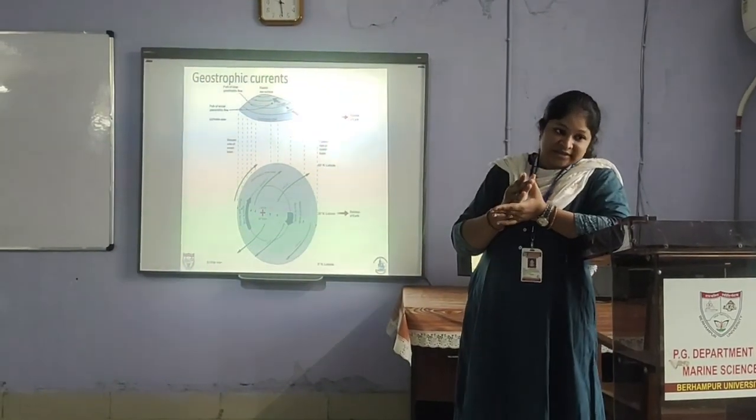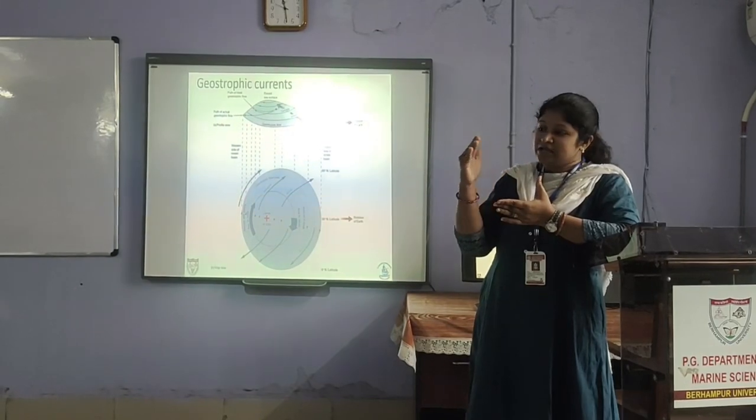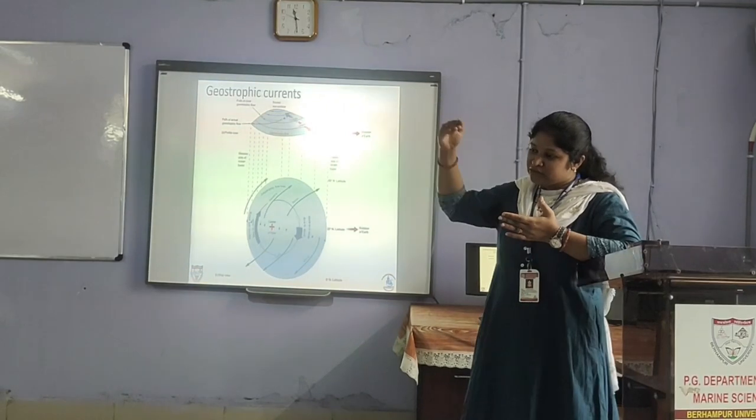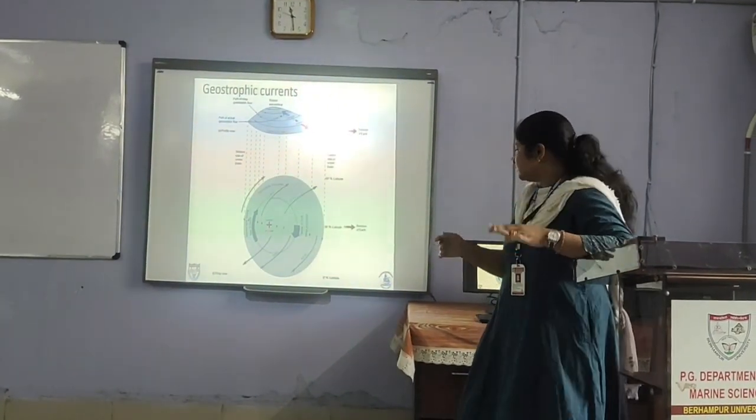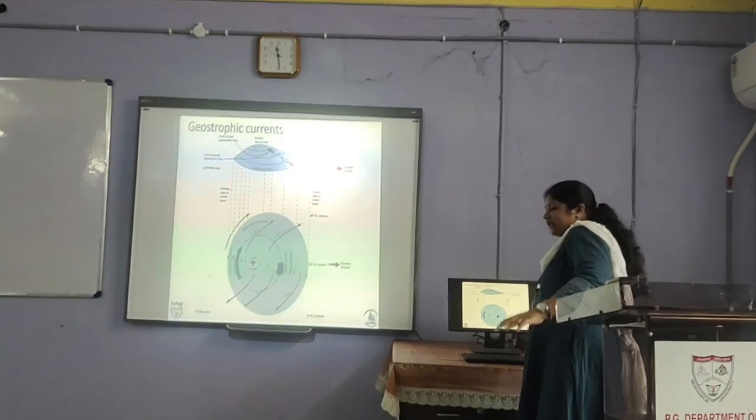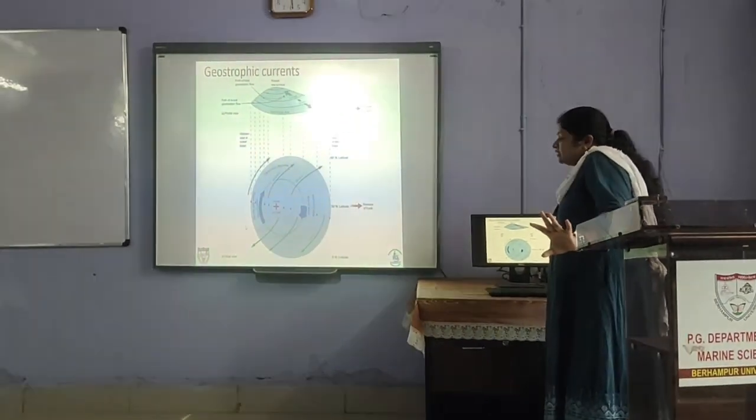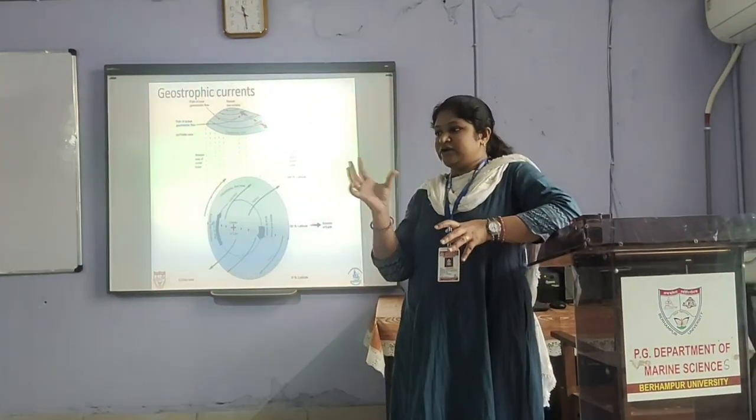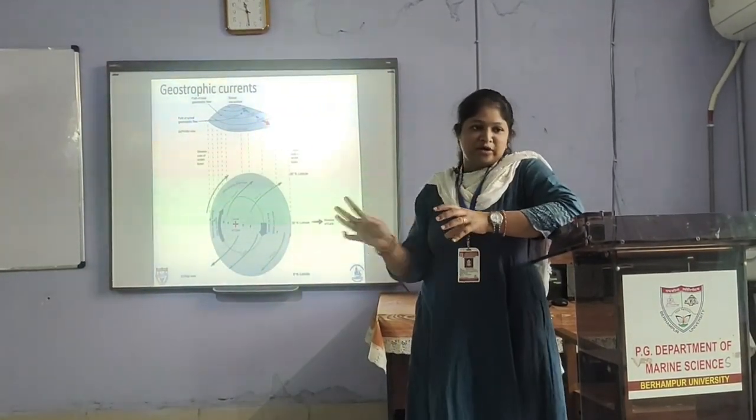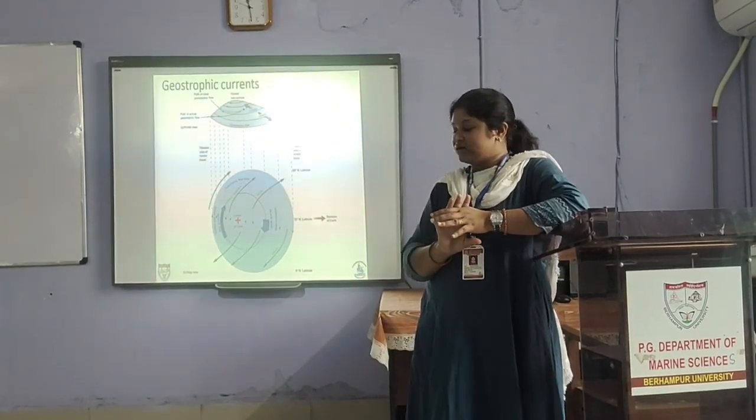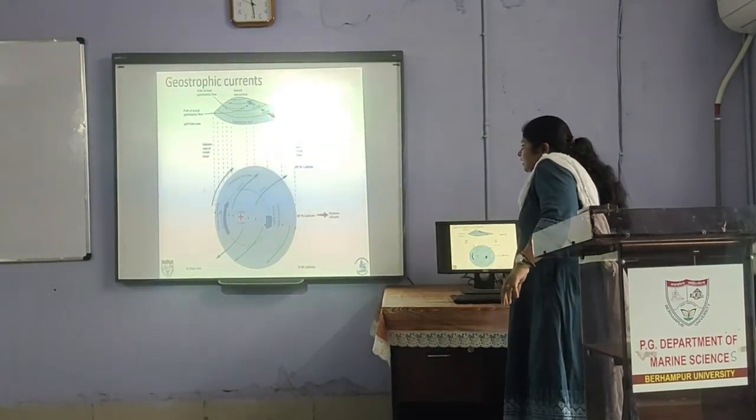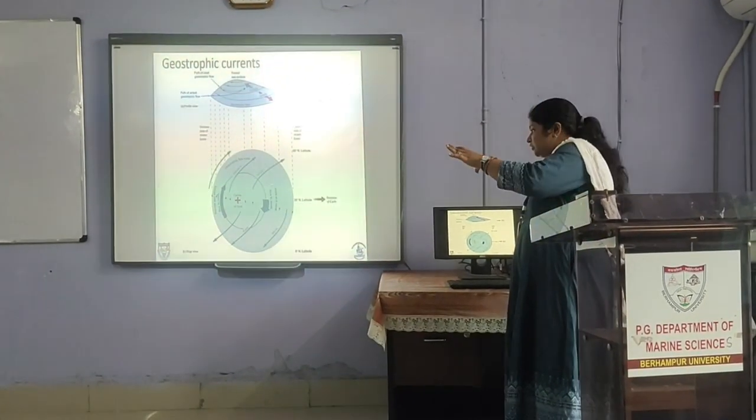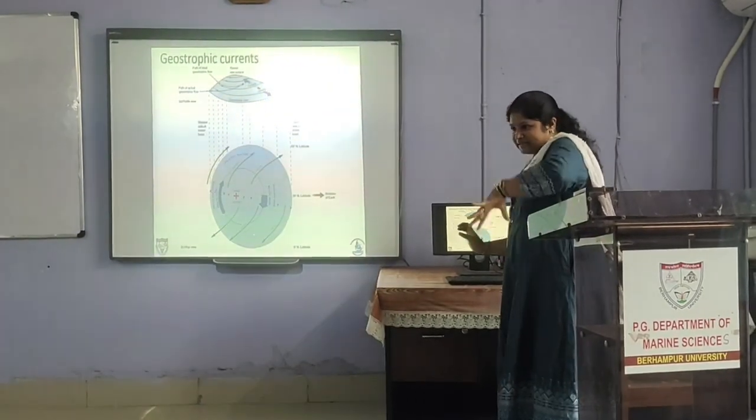From the equator to the pole, the Coriolis force increases. From the pole to the equator, it decreases. Here the water masses pile up near the equator. Because of the increase in Coriolis force with latitude, they deflect more water. And here, because the Coriolis force decreases, the same amount of water deflects less.